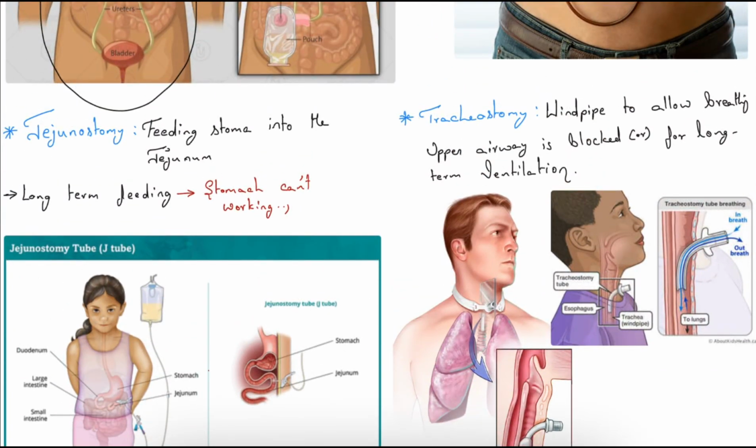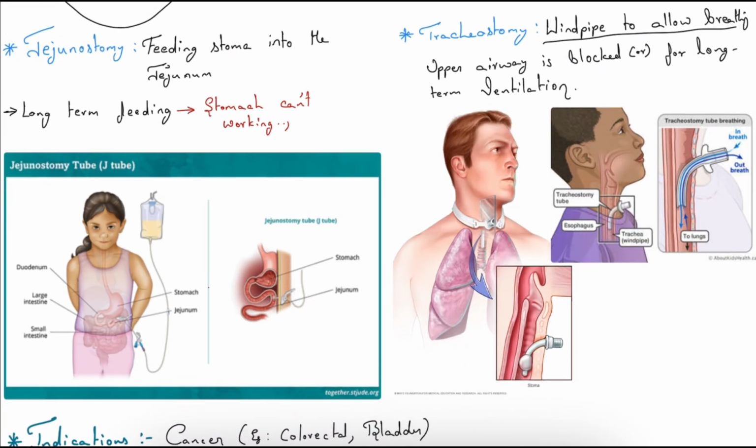Okay, next one is tracheostomy. Tracheostomy means an opening in the windpipe to allow breathing. If the upper airway is blocked, or for long-term ventilation, we are going to do a tracheostomy. If the patient can't breathe properly, then we can use this tracheostomy. In emergency cases we can use it too.